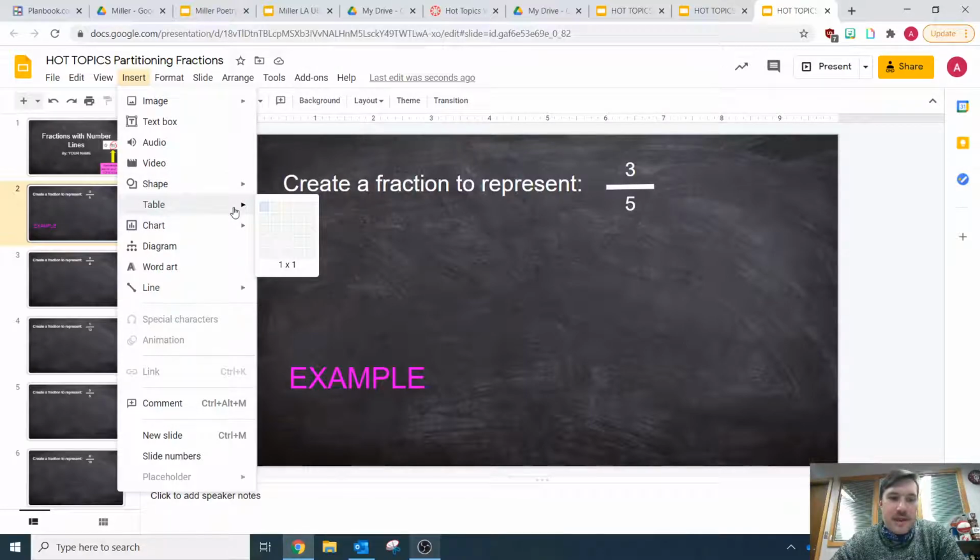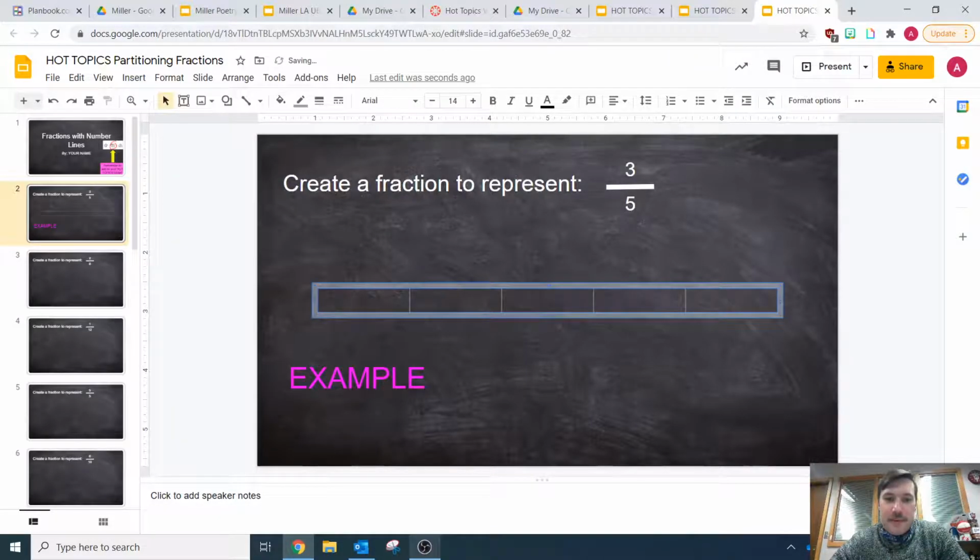Now when you're thinking, okay, how many boxes do I need? You're always going to do one that stay in the top row. You don't want to go down at all, because then that's going to make a big fraction. You're going to create one fraction bar here, and our denominator 5 is going to tell us how many boxes we need. So we need to make a table that is 5 times 1, 5 by 1. So when you click that, it's going to come up with our table.